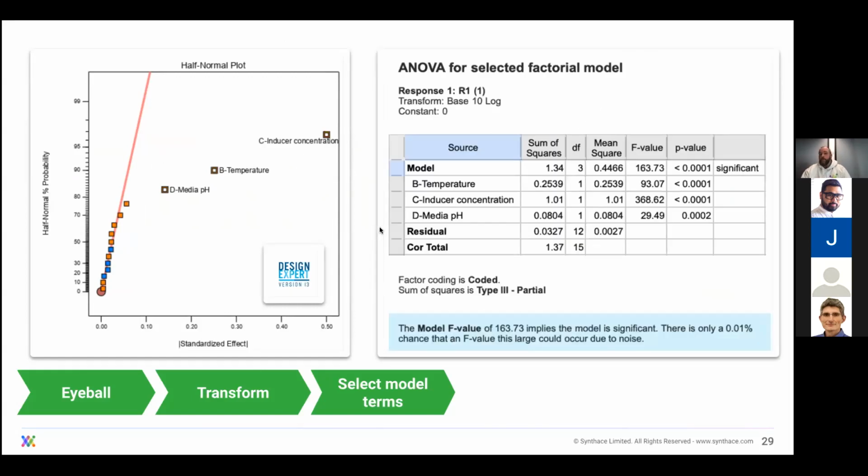And as we add the terms to the model, we can assess the impact that selection has on the significance of the model. Here, we've included temperature, inducer concentration, and media pH as terms. The statistics then assesses the contribution of the effects of the remaining factors on the response and tells you, based on the terms you've selected, how significant the model is. Here, it states the model is significant, and there is a tiny chance that this could be due to noise. So this seems pretty good. But what do we do about the terms that are borderline, the ones that we could accept?